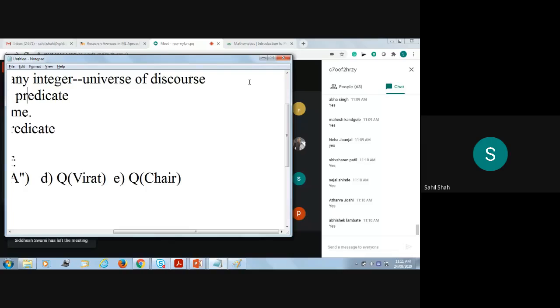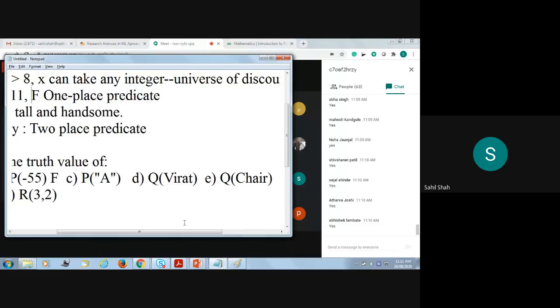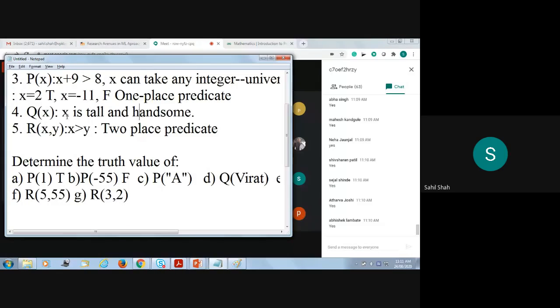Here, what will be the universe of discourse in the second example? X is tall and handsome. Can you tell me what will be the universe of discourse? In the first case, the universe of discourse is the set of integers. What will be the universe of discourse for this Q of x? Can you tell me from where to take the values of x? You are going to take the values of x from names of human beings. So names of human beings will act as a universe of discourse. Obviously, you are not going to consider integer values here because an integer cannot be tall and handsome.